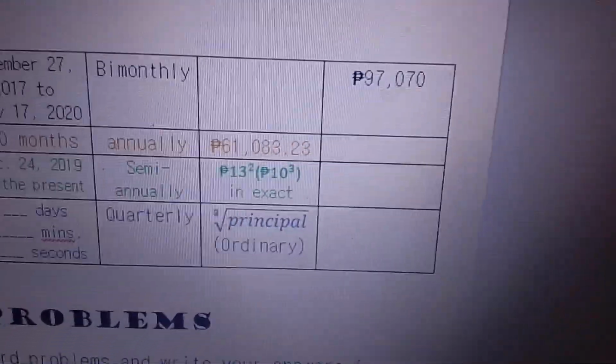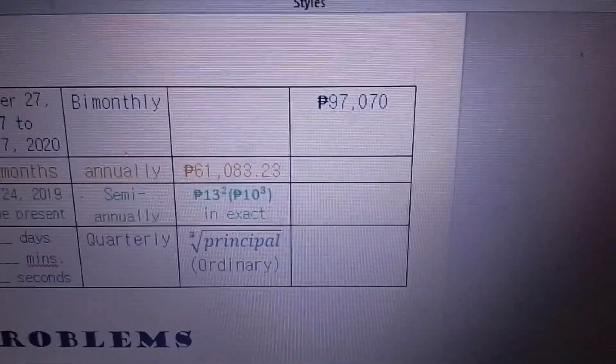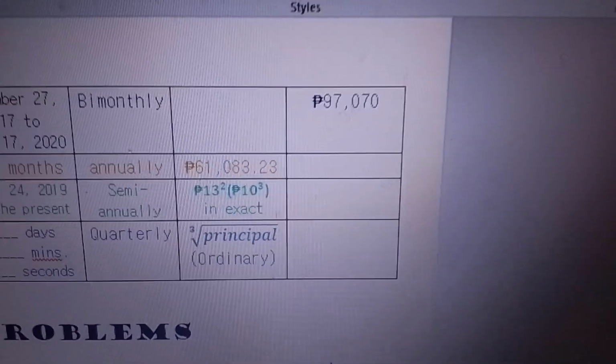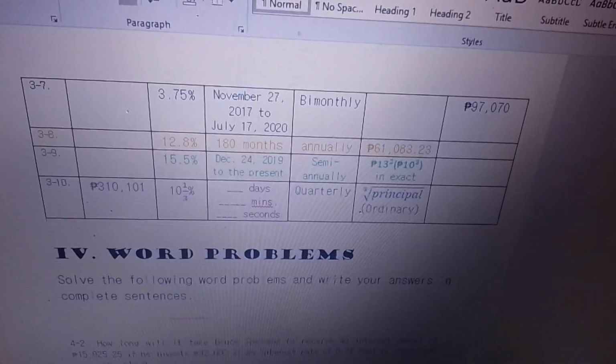Why is that, sir? Some people might be asking me: there's no amount, there's no present value, so what now? Because remember, this is the formula of compound interest.